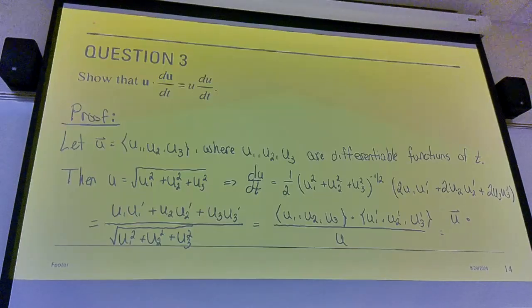So what do we say? Du dt is equal to that. I could draw a straight arrow, that'd be nice. There we go. So multiply both sides of the equation by u and you get your result. So the proof is complete.